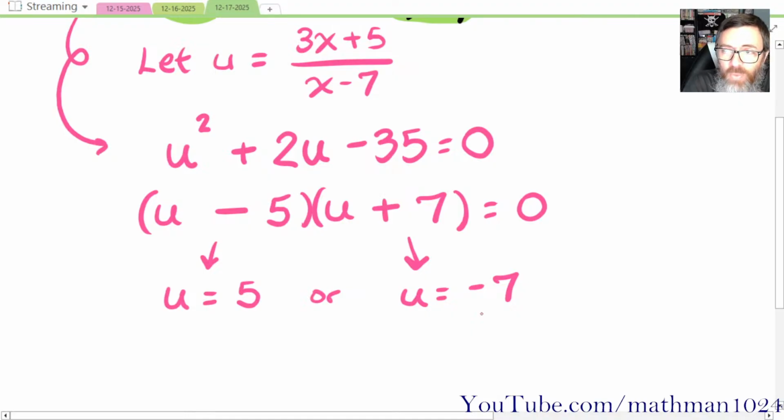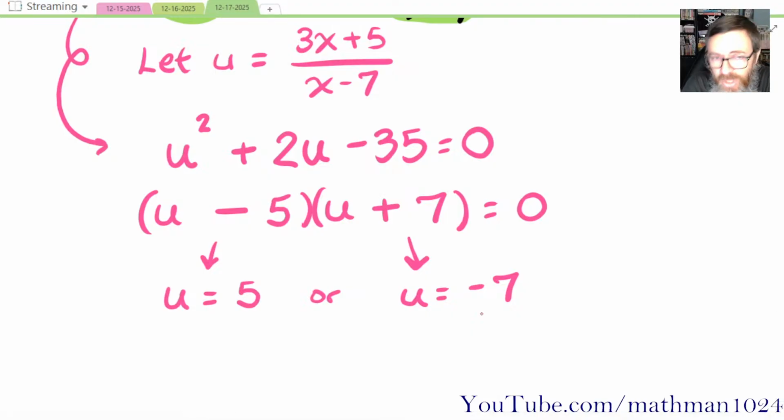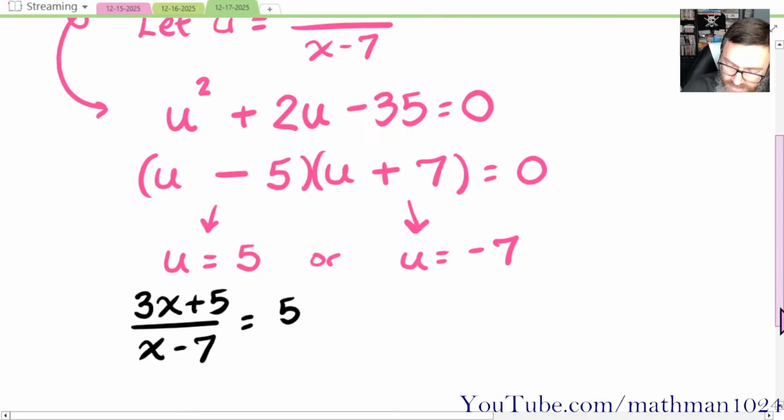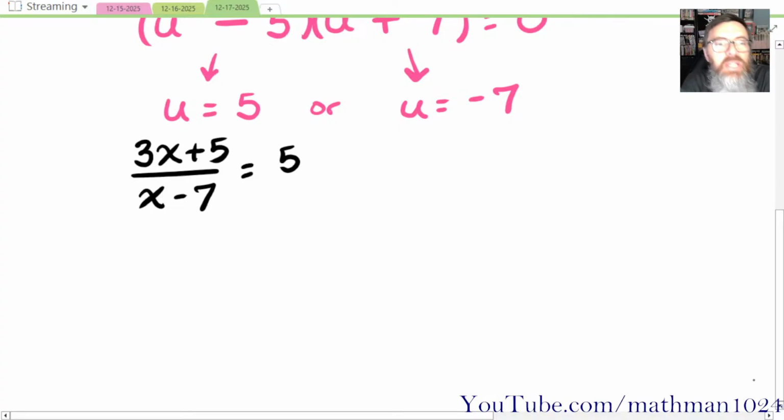All right, now we're not done. See, this is what u equals. But I don't want the variable u. I want to go back to what it was representing, which was that expression at the top there, 3x plus 5 over x minus 7. So now I'm going to go back to black and rewrite this as 3x plus 5 over x minus 7 is equal to 5. And this is my new equation that I'm going to solve.